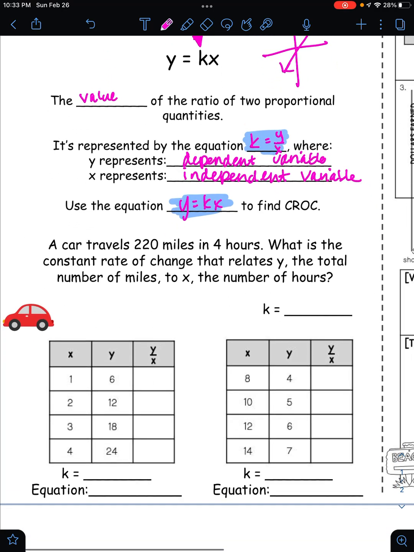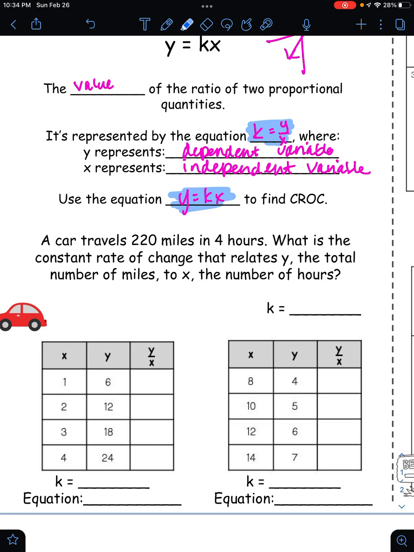So, real fast, a car travels 220 miles in 4 hours. What is the constant rate of change that relates y, the total number of miles, to x, the number of hours? So, if a car travels 220 miles in 4 hours, we are just finding out how many miles it travels per hour, which is unit rate, right? So miles over hours, right? It goes 220 miles in 4 hours, and then we're trying to figure out how far it goes in 1 hour. So we divide by 4, divide by 4.